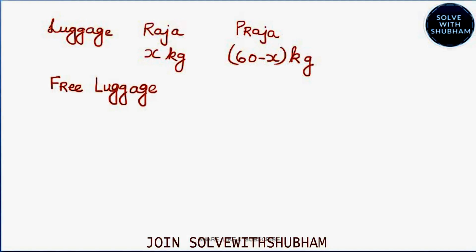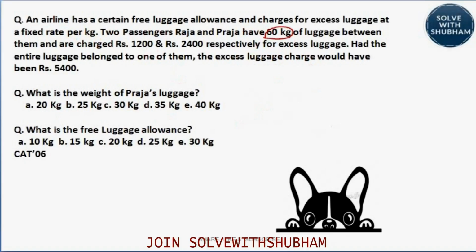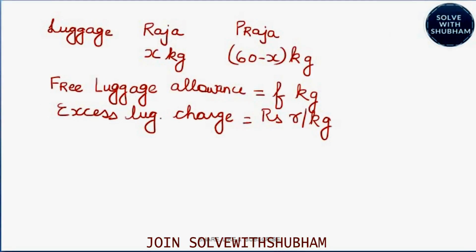They are talking about the free luggage allowance. So let us assume the free luggage allowance is F kg, and let us assume excess luggage charge will be rupees R per kg. Now going back to the question. Question says Raja has been charged 1200 for the excess luggage. So let us try framing the equation.